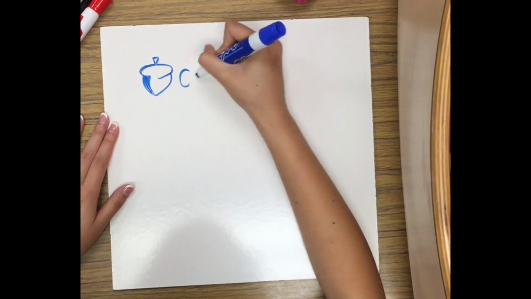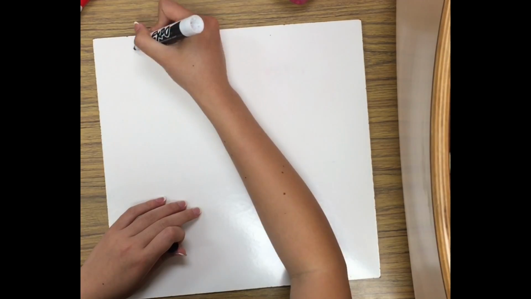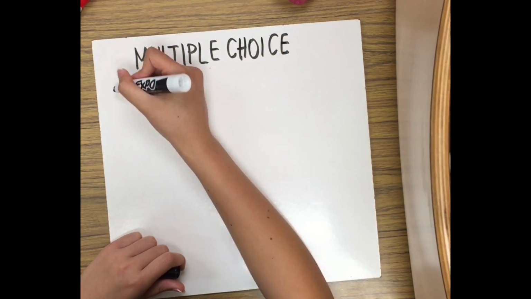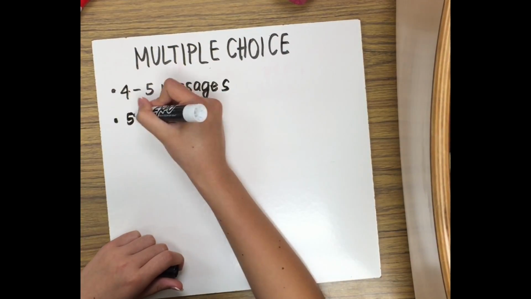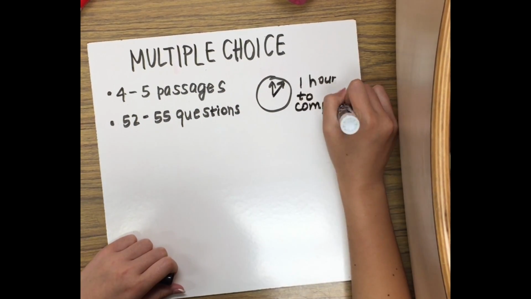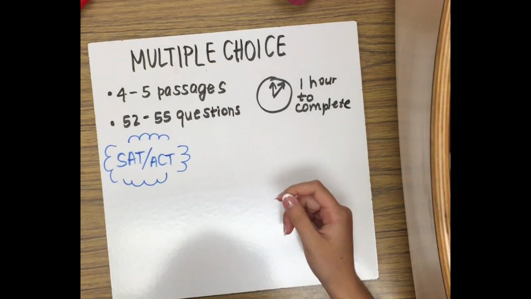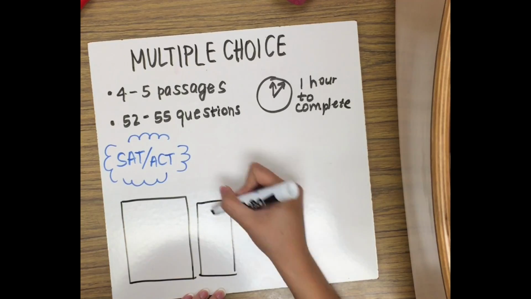Here's what you need to know about the AP Language and Composition test in Mrs. Sprague's class. First, there's the multiple choice. There are 4 to 5 passages, 52 to 55 questions varying by year, and you get 1 hour to complete it. If you've done SAT or ACT English tests, you can get an idea of what a standardized multiple choice English test is about.